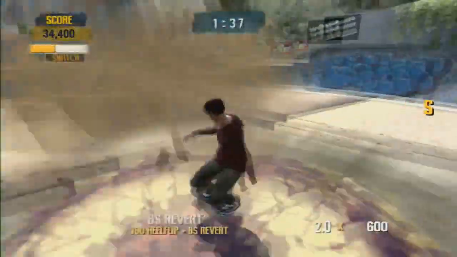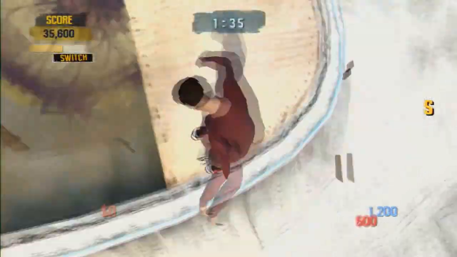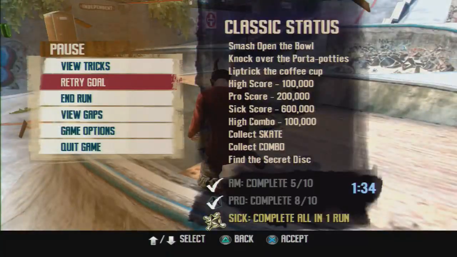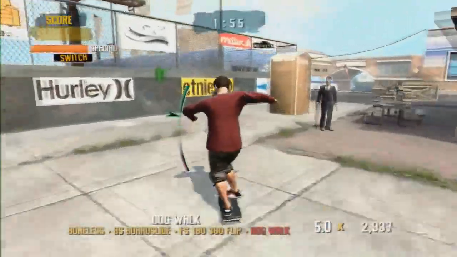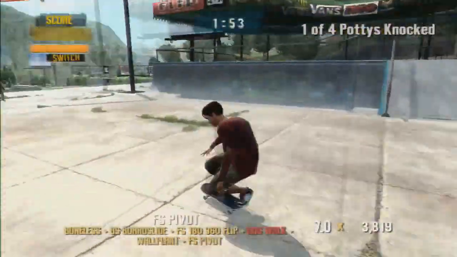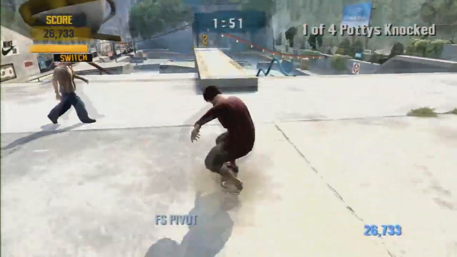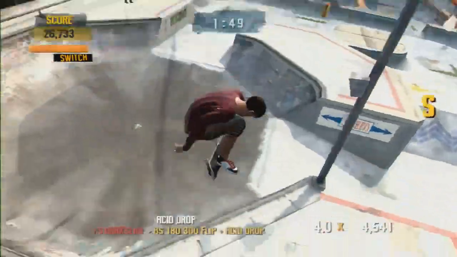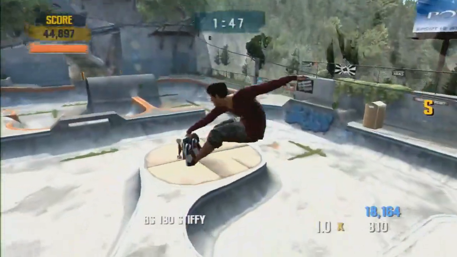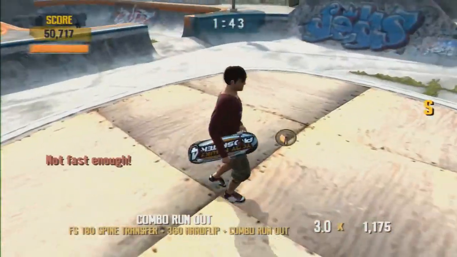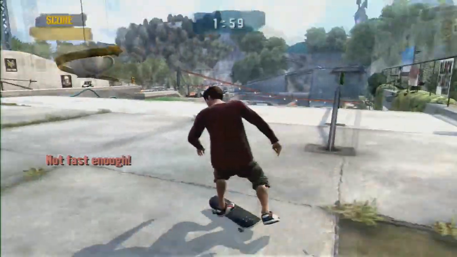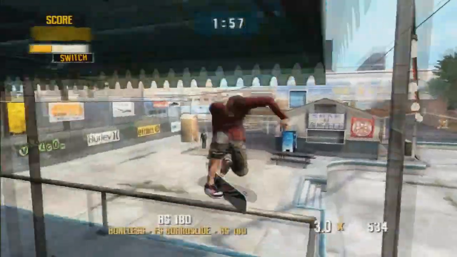These little pieces of wood right here are almost impossible to get through. I think the best method is reverting through them, because you need speed to do it, and I don't know why reverts offer that kind of speed. Sorry, I'm burpy right now, that's part of acid reflux. But look at that, not fast enough.